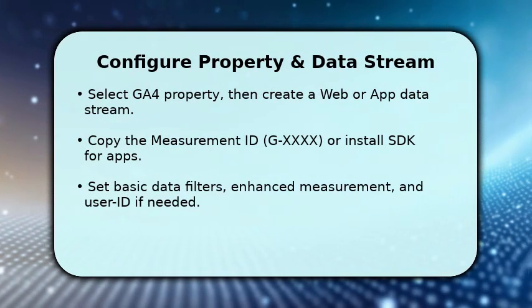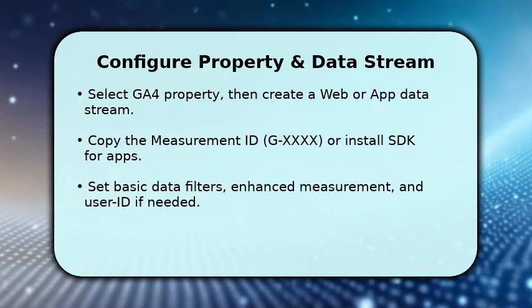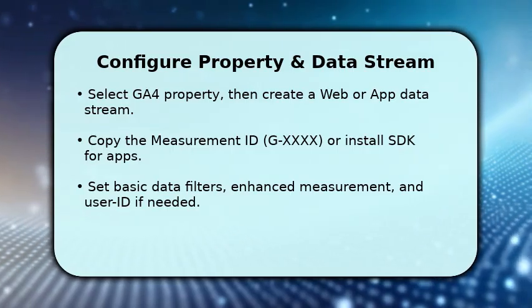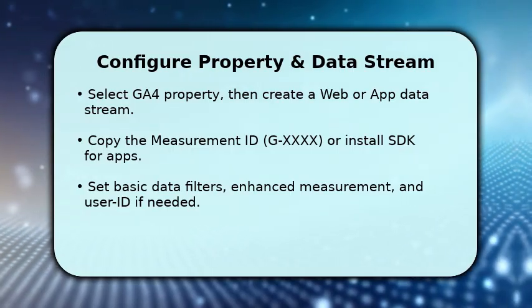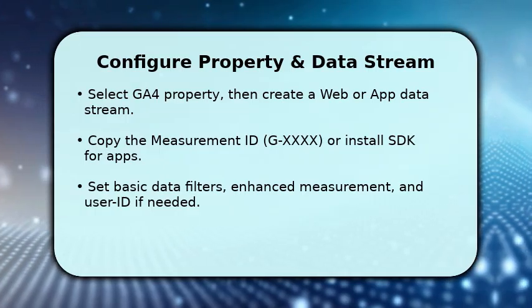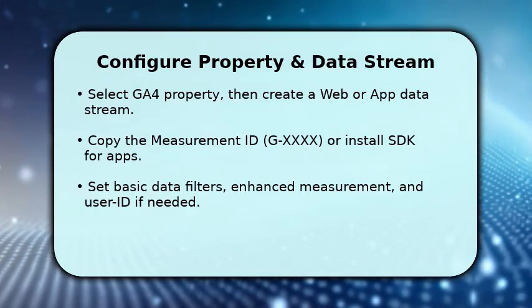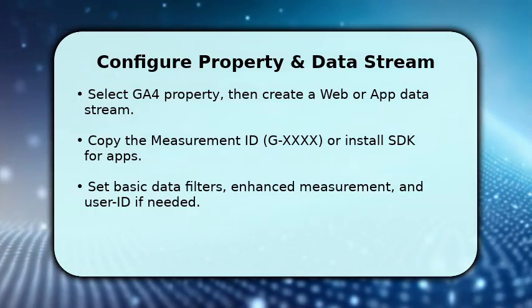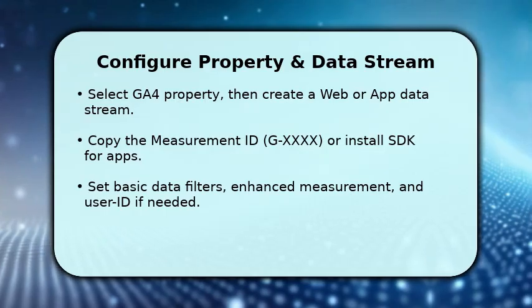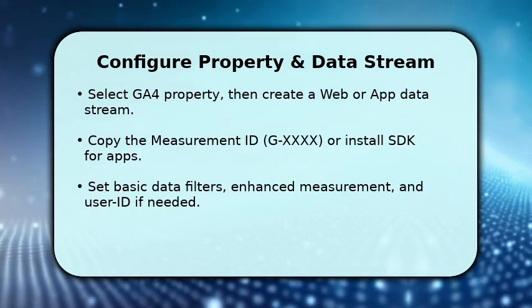Next, create a GA4 property and add a data stream for your site or mobile app. You'll see a measurement ID like GXXXX, copy it. Once copied, paste it into your site's tag manager, header, or use gtag.js. For apps, install the Firebase SDK and initialize with the ID.